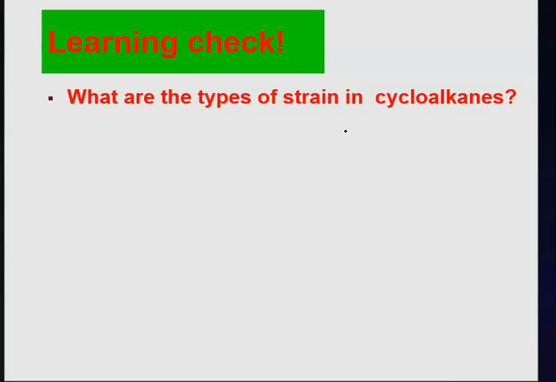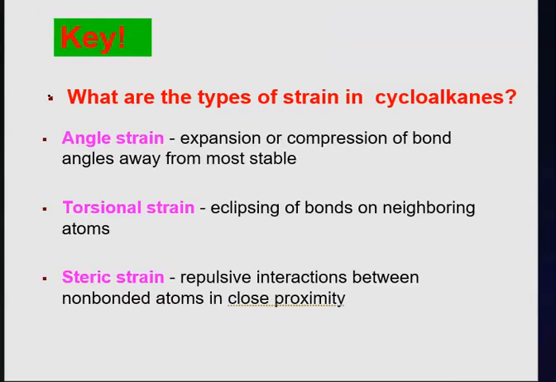A quick learning check at this point. If you're asked what are the different types of strain in cycloalkanes, there are three main types of strain. Angle strain, because if you recall, they are deviating from normal tetrahedral angles even though every carbon atom is sp3 hybridized. So that causes angle strain.